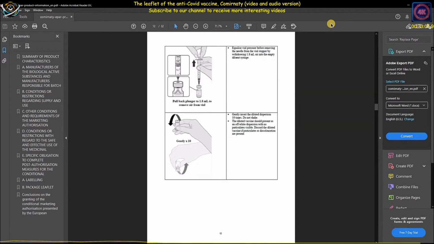Pull back plunger to 1.8 ml to remove air from vial. Gently invert 10 times. Equalize vial pressure before removing the needle from the vial stopper by withdrawing 1.8 ml air into the empty diluent syringe. Gently invert the diluted dispersion 10 times. Do not shake. The diluted vaccine should present as an off-white dispersion with no particulates visible. Discard the diluted vaccine if particulates or discoloration are present.